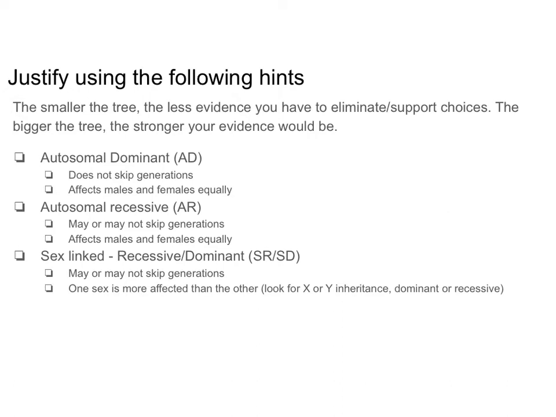I could also use AR for autosomal recessive, and I'm going to do that if I notice that a pedigree does skip generations. It may or may not, just depending on the pedigree itself, and it affects males and females equally. If it affects males and females equally, it is autosomal. Sex-linked, you're going to see a pattern that one sex might be more affected than the other.